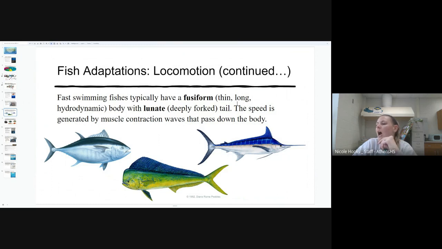Either way. The speed is generated by their muscle contraction as it passes down their body, so kind of like this. Think about if you've ever done swimming, the dolphin kick is like this. And so that's what they move, but side to side with their body. So it's like doing the dolphin kick on your side is essentially how they move, okay?